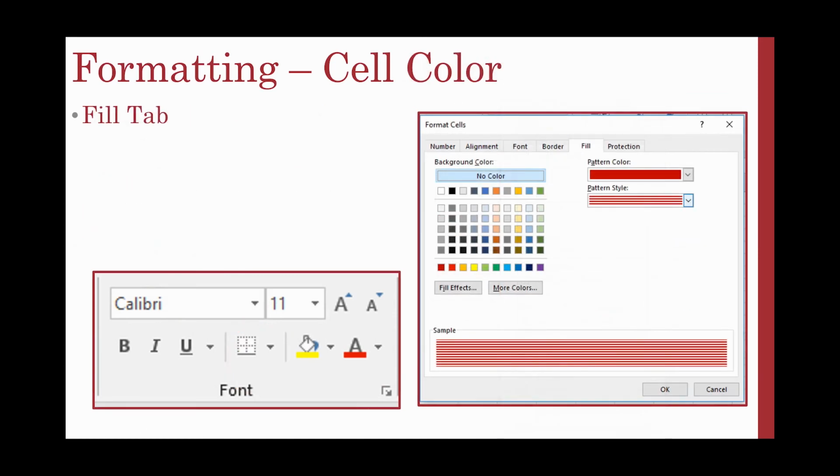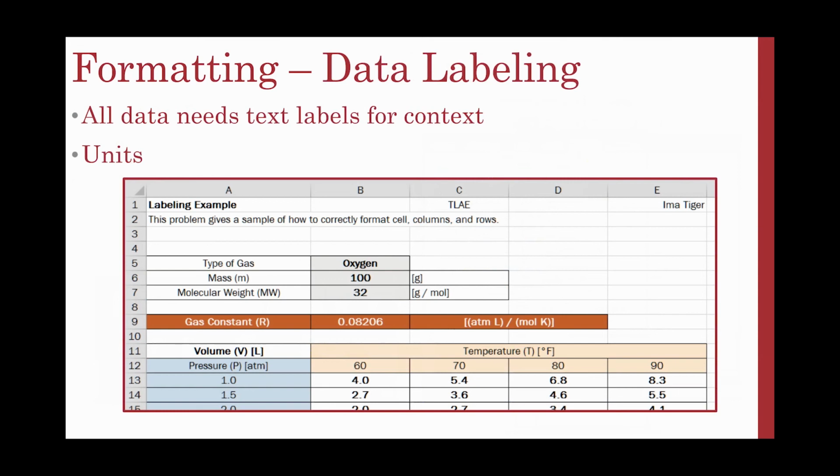You can change the cell color on the Fill tab or using the paint bucket on the ribbon. It allows you to change the cell color. You can also add a pattern.